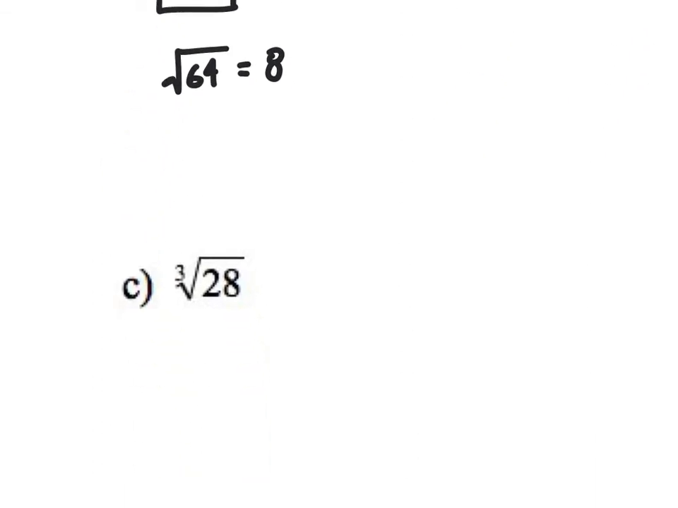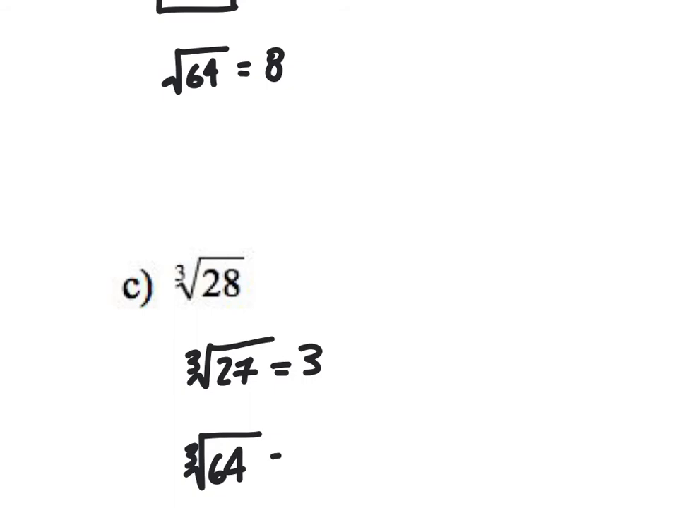The cube root of 28, this is really close to the cube root of 27. The other really close cube root would be the cube root of, say, 64. So the cube root of 27 is going to give me 3. The cube root of 64 is going to give me 4. So it's going to be much closer to 3. If I take the cube root of 28, that's going to be approximately, say, I don't know, I would say 3.01 or something like that.